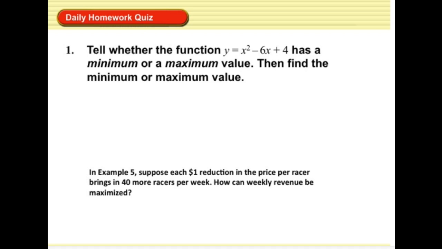And then in example 5, suppose the $1 reduction in price per racer brings in 40 more racers per week. How can weekly revenue be maximized? So same kind of question, it just changed the number of racers that we're adding. So that's definitely a trickier problem. Please try your best, do as much as you possibly can, and I will check it off for you in class.